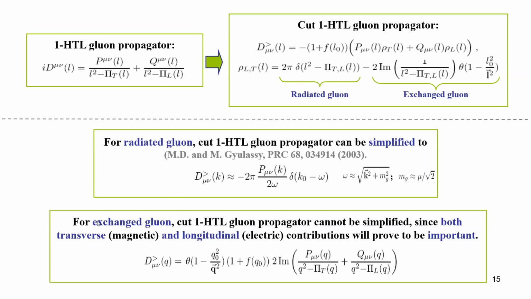On the other hand, for the virtual exchange gluon, the cut one hard thermal loop gluon propagator cannot be further simplified, since both the transverse and longitudinal contributions are important, and these are quite complicated functions. I don't have them on this slide, but you can find them in any hard thermal loop book. They are quite complicated, and all of them have to be kept in the calculations. Okay, does this answer your question? Yeah, I think I understand where it goes in now. Okay, okay.